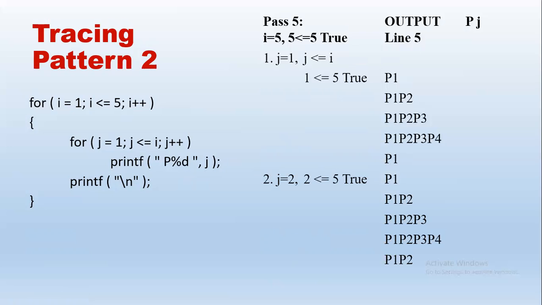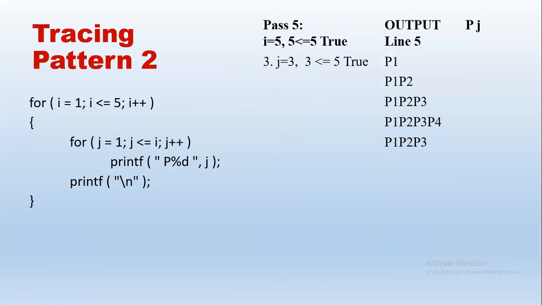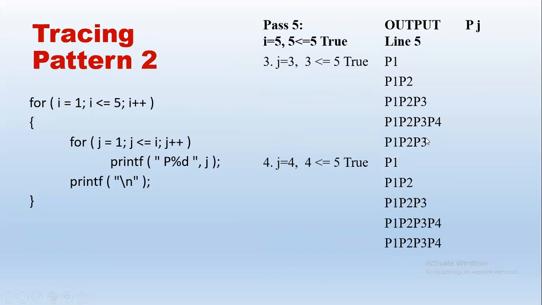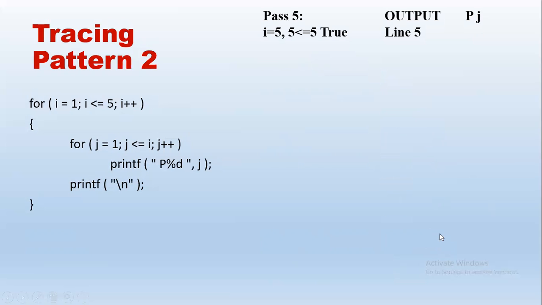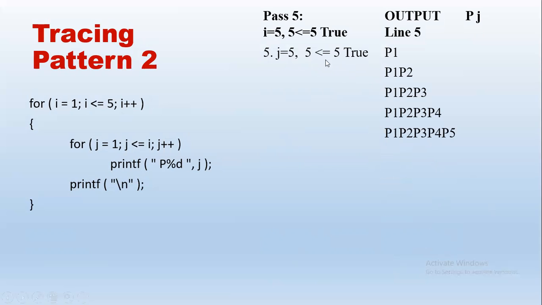Second value will be J equal to 2. 2 less than 5. So print P2 in the fifth line. Similarly, J is 3. Print P3 in the fifth line. Then J is 4. Print P4 in the fifth line. Next, when J becomes 5, 5 is less than or equal to 5, so the condition is true. Print P5 in the fifth line. Now when J is 6, 6 less than or equal to I, which is 5. So 6 is not less than or equal to 5. Condition is false. So it stops this inner loop.